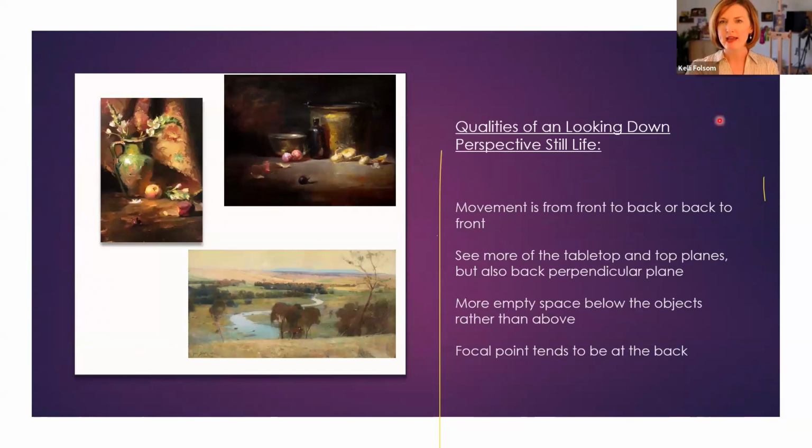So, qualities of a looking down perspective in still life, and I've got Arthur Streeton's landscape here to illustrate. Again, this is really about movement back into space. So in this case, what we just did in eye level gets flipped and reversed. We have more empty space at the front of the composition, and the objects are more towards the back center of the painting. The star of the show, your subject matter, your focal point, whatever you call it, I call it the star of the show, is at the back plane of the picture. And there's more empty space now on the tabletop plane.